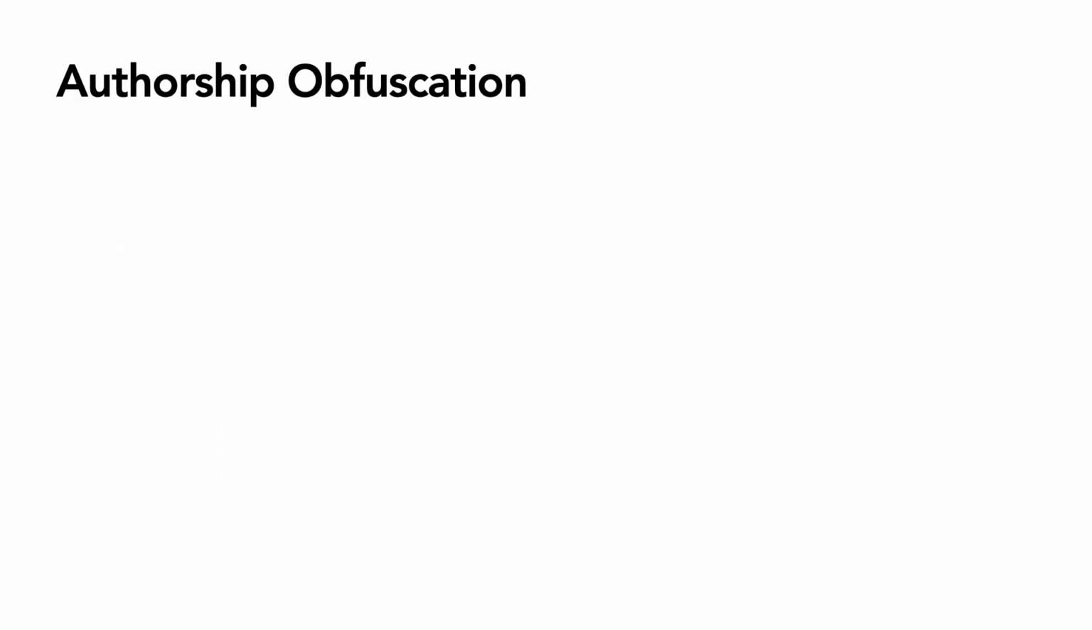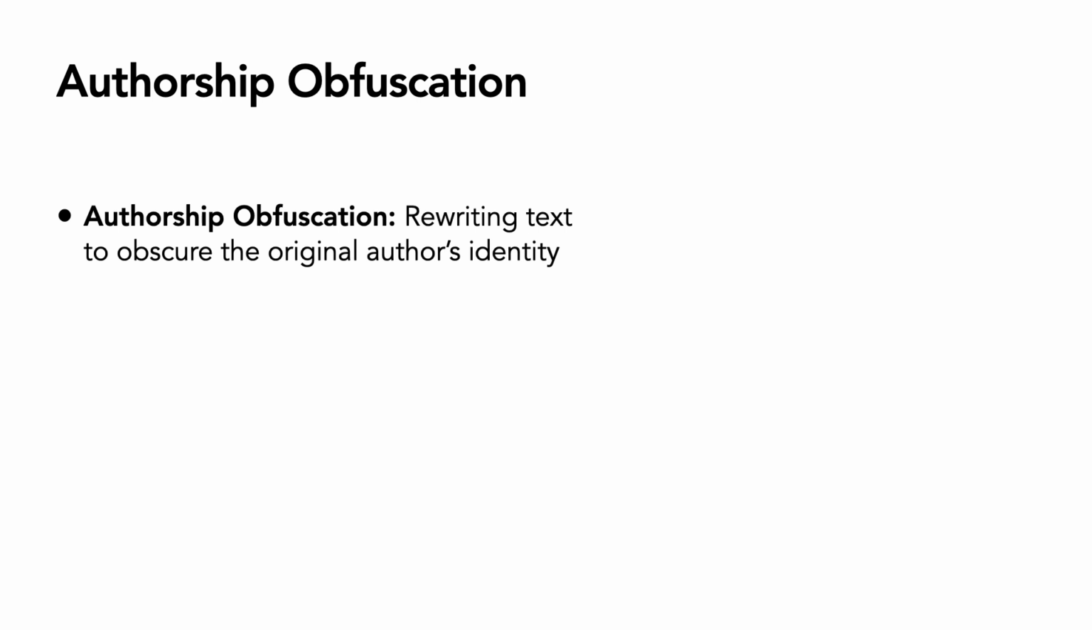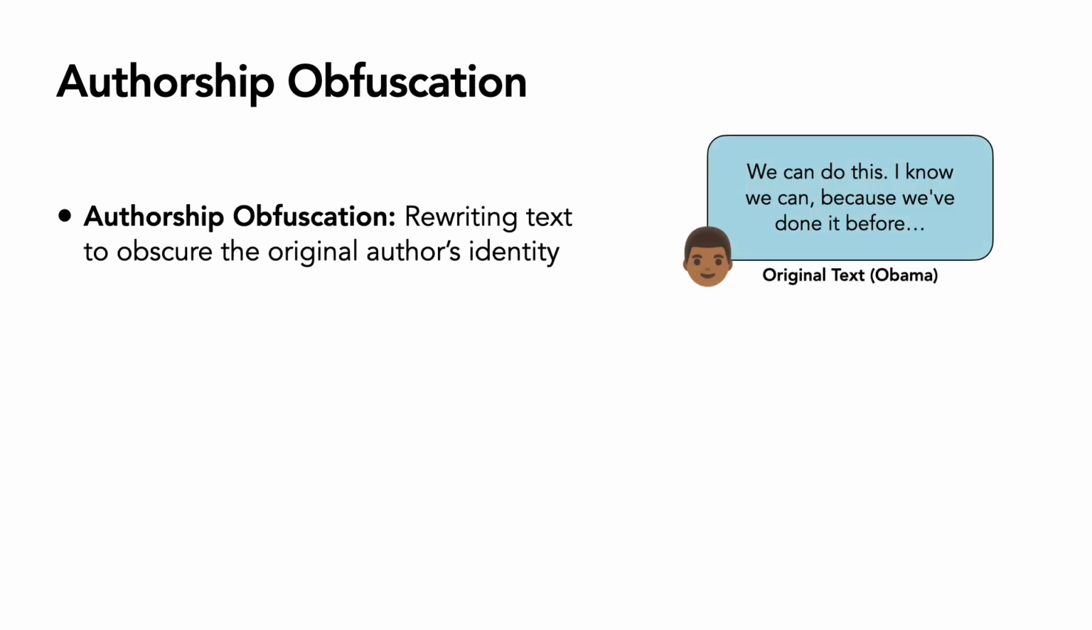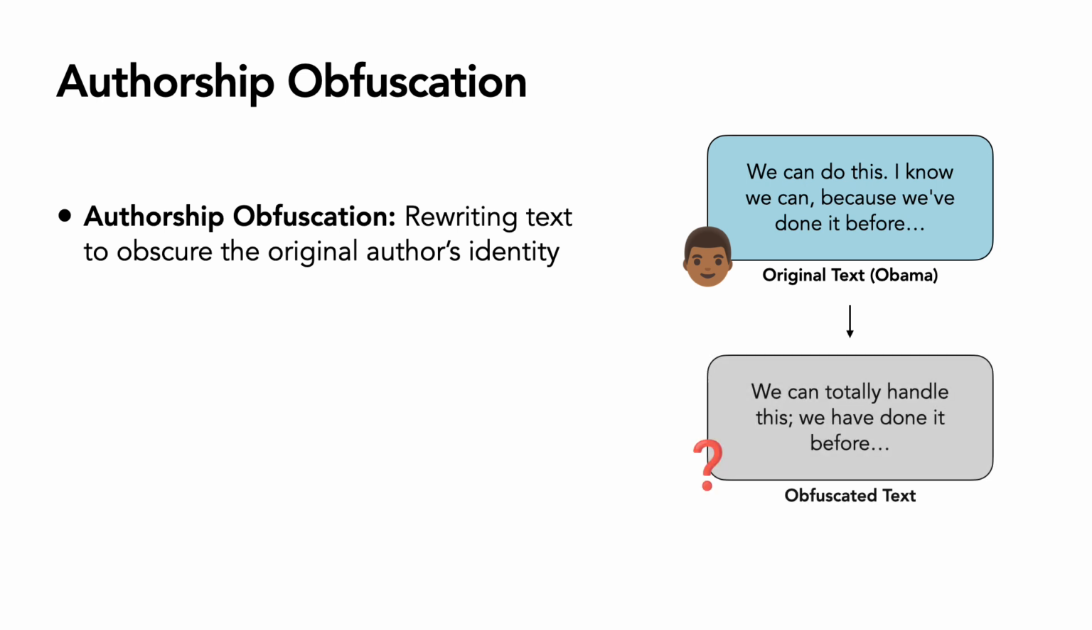So our task in this paper is authorship obfuscation. What is authorship obfuscation? It's rewriting text to obscure the original author's identity. So you can see this has a lot of applications in high-stakes situations where we don't want text to be traced back to the original author. In this example, we have an original text from Obama, and an example of an authorship obfuscation might look like this, where we're not able to see who the original author was.